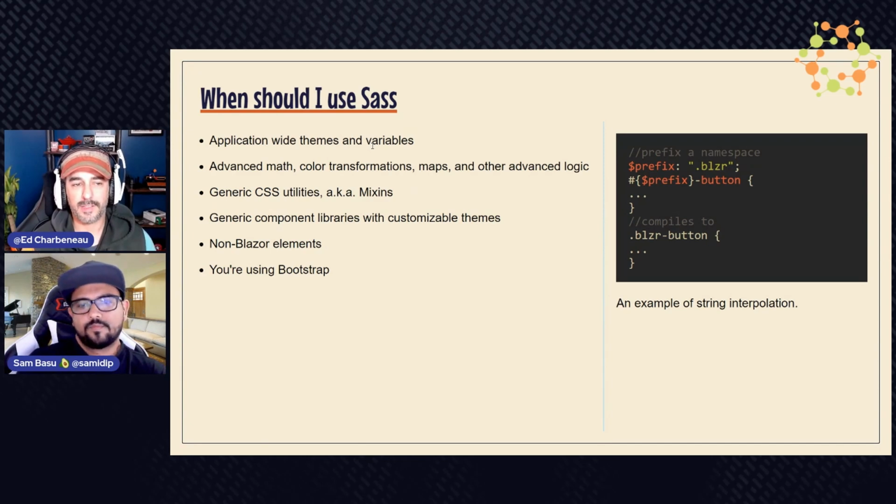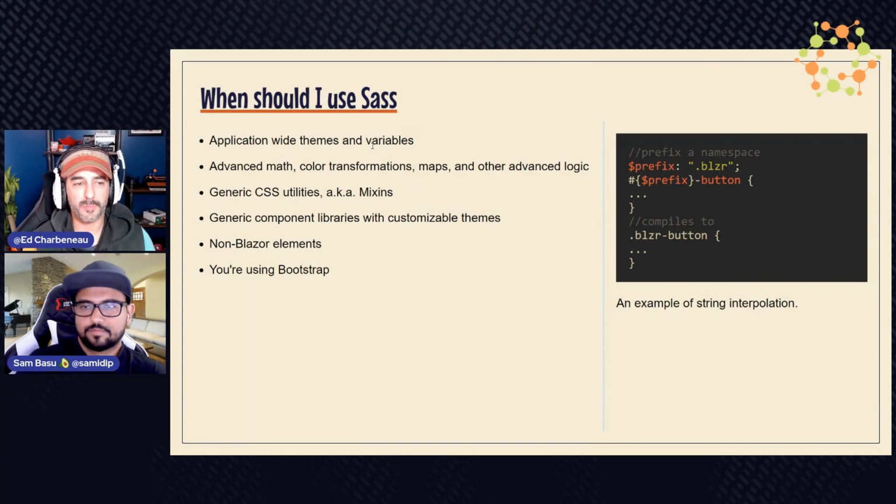And it's nice if you're creating generic component libraries like we do at Progress. We have Kendo UI, we have Telerik UI for Blazor and MVC, and we have these generic component libraries that we want you to be able to customize with your own themes very easily. So Sass is a great way to do that. We ship you the Sass code, you change some variables, and you can theme it exactly how you would like.